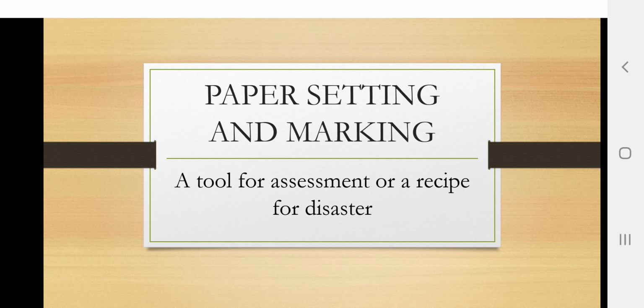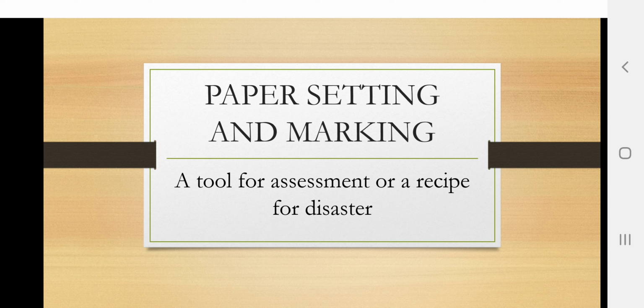The main thing in final exams is the setting of papers and the marking, and that is such a crucial point in final exams that if it goes wrong in any way, then you cannot actually assess the students, you cannot reflect upon their performance, and it creates a lot of frustration on the part of the students and also on the part of the teachers and parents as well. So today's presentation is about paper setting and marking.